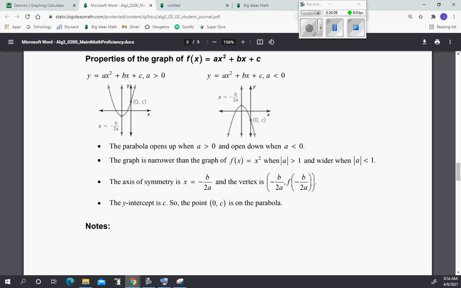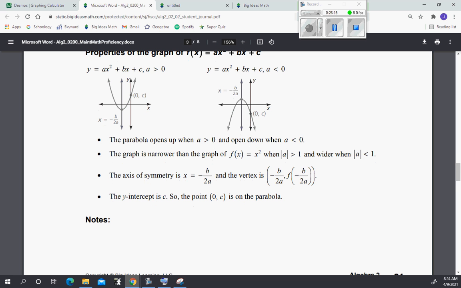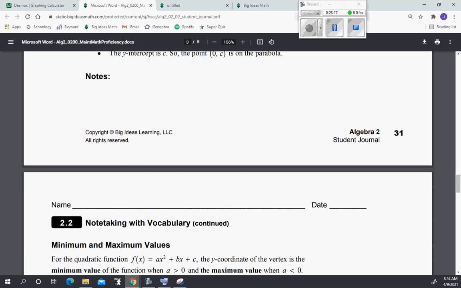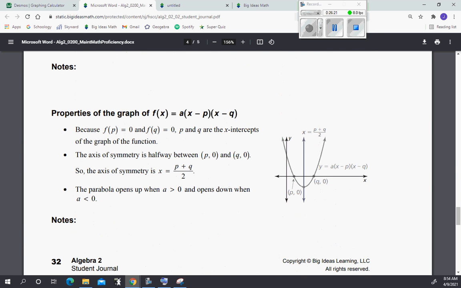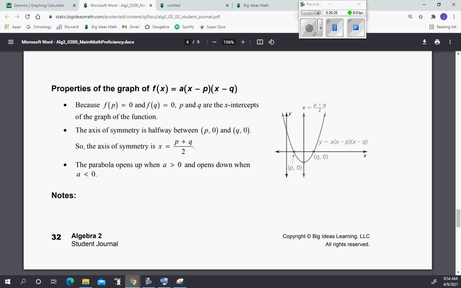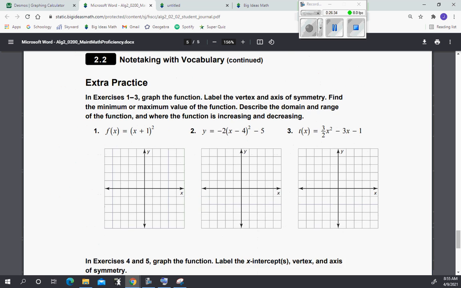Okay, properties of the graph. Ax squared plus bx plus c. X equals negative b over 2a. Plug it in. Find your y-intercept. Vertex form. Right here. Okay, I'm going to try to make sense of this. We'll go through it in a minute. It's a poor example.